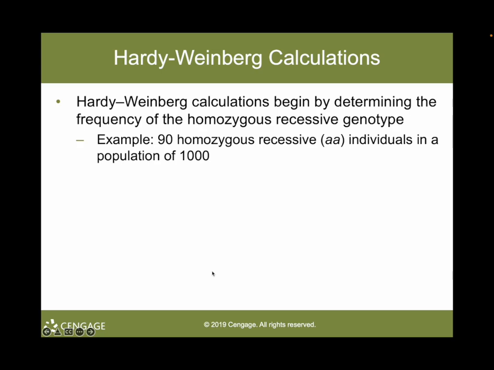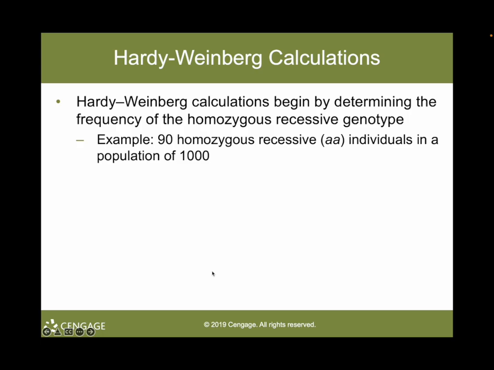As I mentioned a moment ago, and I hope I did not go too fast, the first thing we do, given the number of homozygous recessive individuals and our total number of individuals, is divide part by whole. 90 divided by 1,000 equals 0.09. That is Q squared. Note we're not quite done because we have to find Q first. Given Q squared, we can find Q by taking the square root of Q squared, and that answer is 0.3.